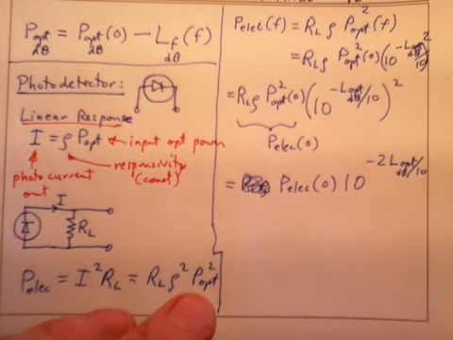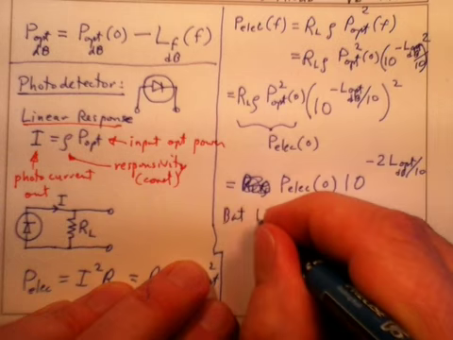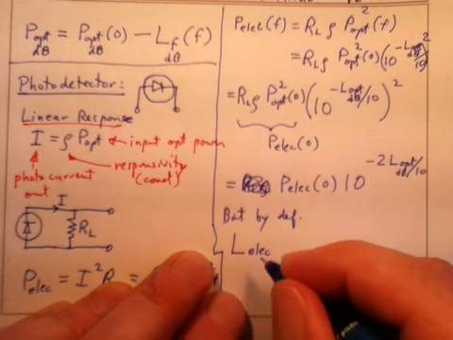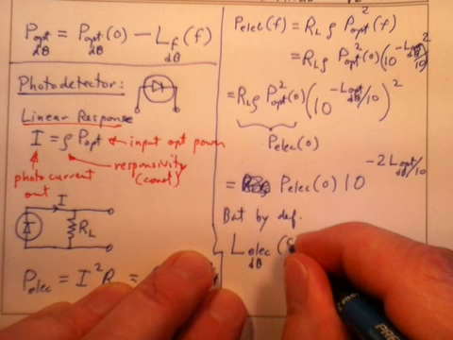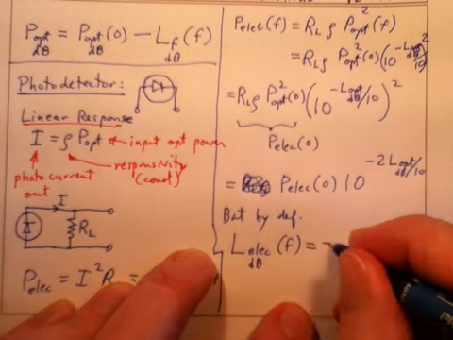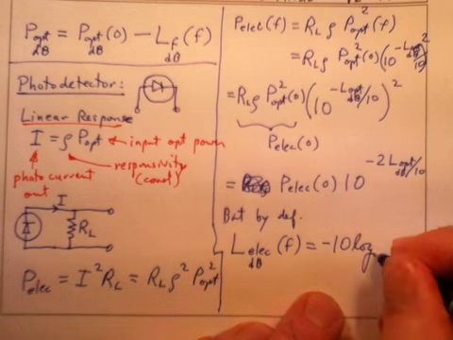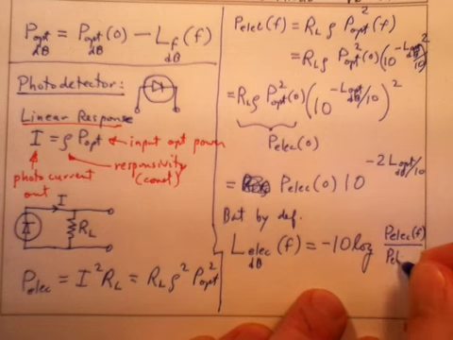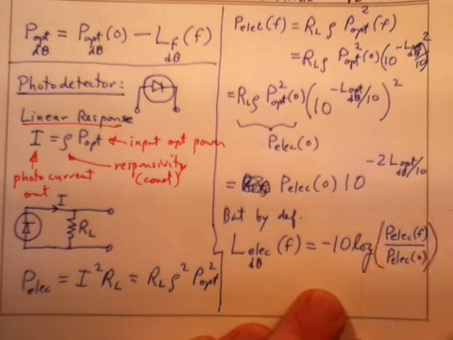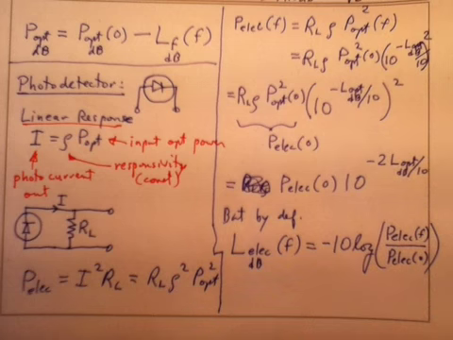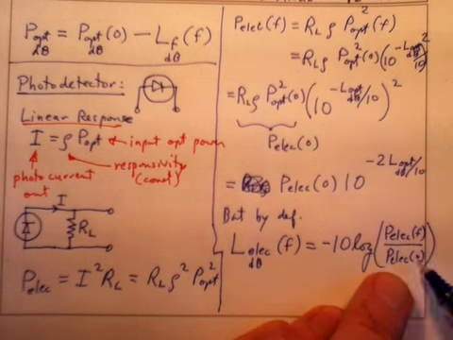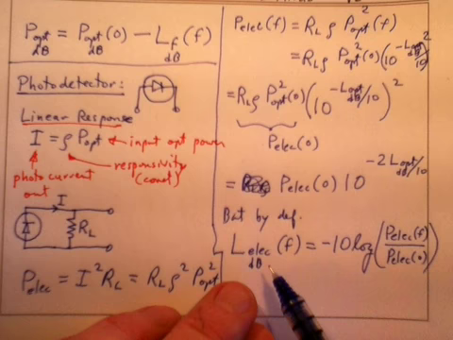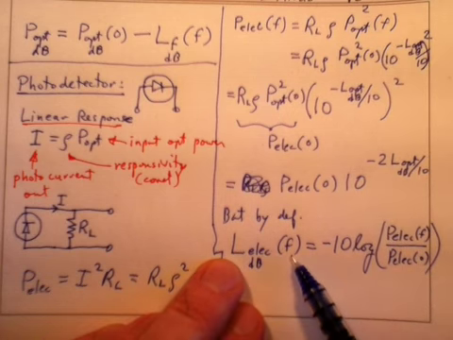But by definition, my electrical loss in dB as a frequency dependent quantity is minus 10 log of P electrical as a function of frequency over P electrical at 0 frequency. So I have an electrical power at 0 frequency and an electrical power at frequency f, and when I convert that into decibel units, that is the decibel frequency dependent loss part.